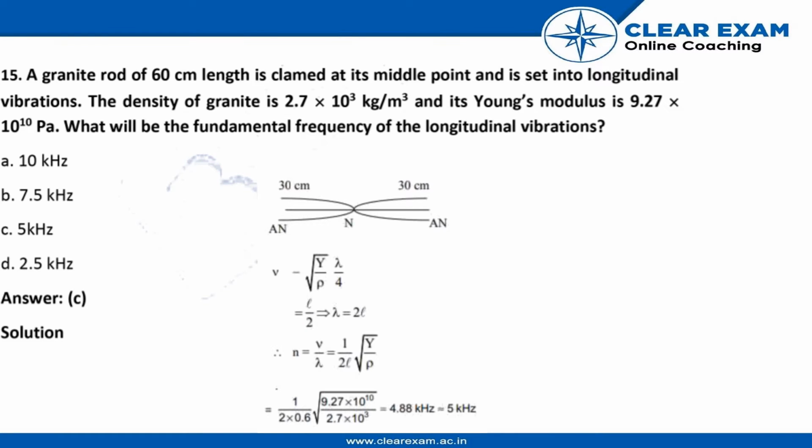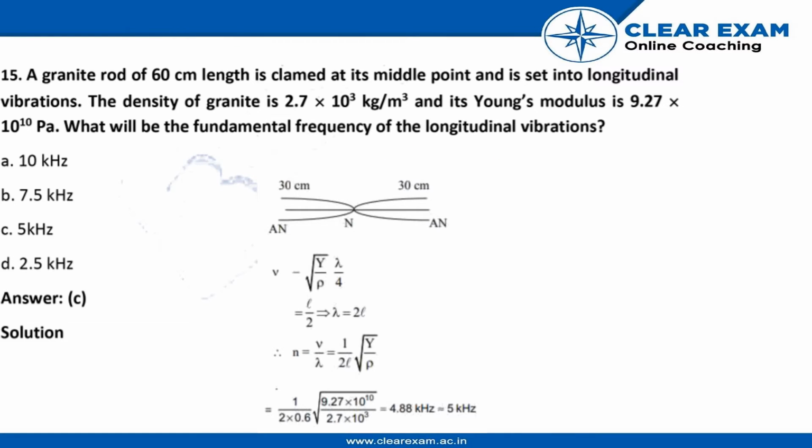Hello everyone, let's get started and solve question number 15. Question number 15 says a granite rod of 60 centimeter length is clamped at its middle point and is set into longitudinal vibrations. The density of granite is 2.7 into 10 cube kg per meter cube and its Young's modulus is 9.27 into 10 raised to the 10 pascals. What will be the fundamental frequency of the longitudinal vibrations?